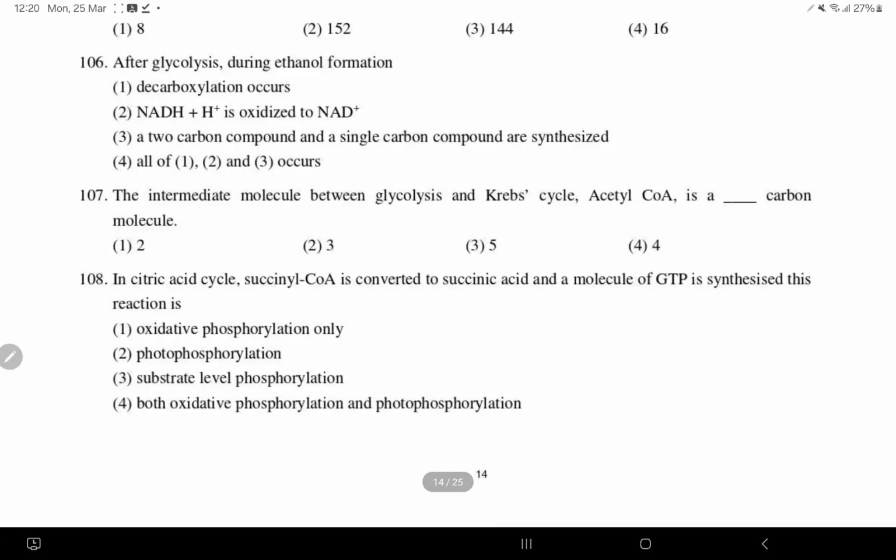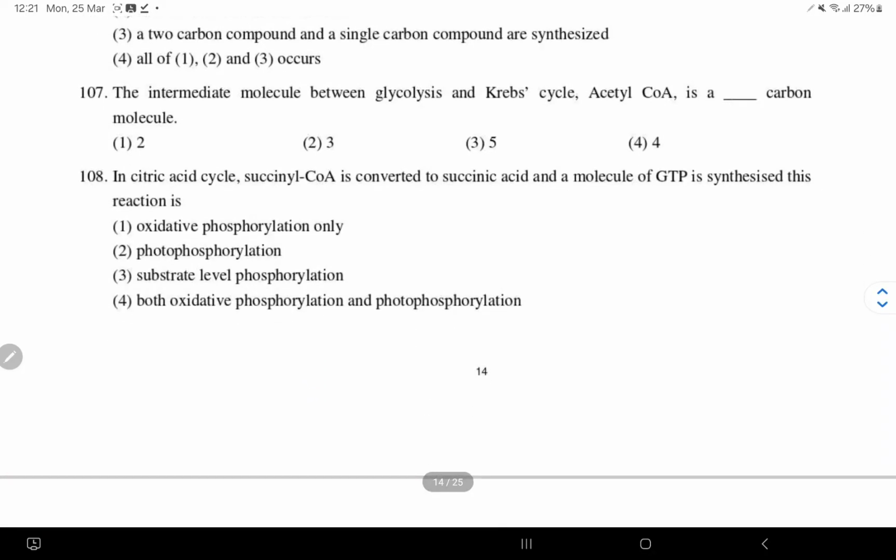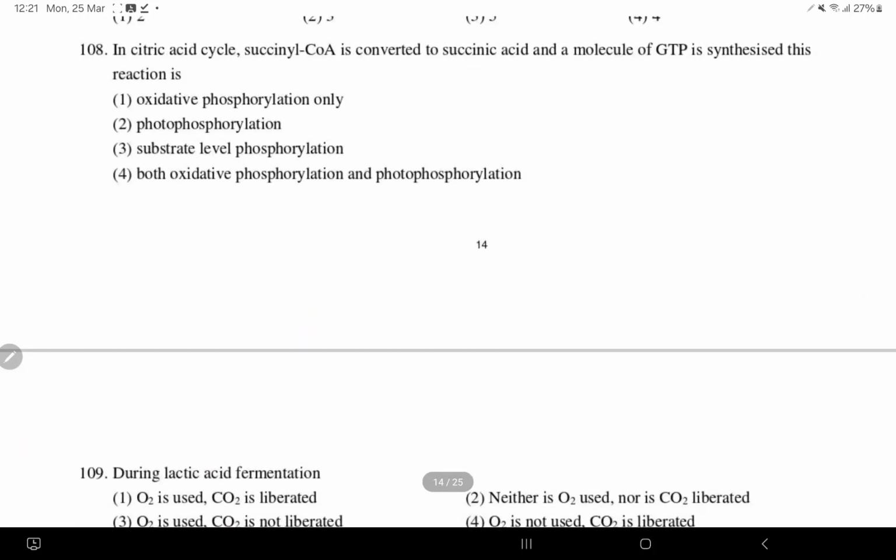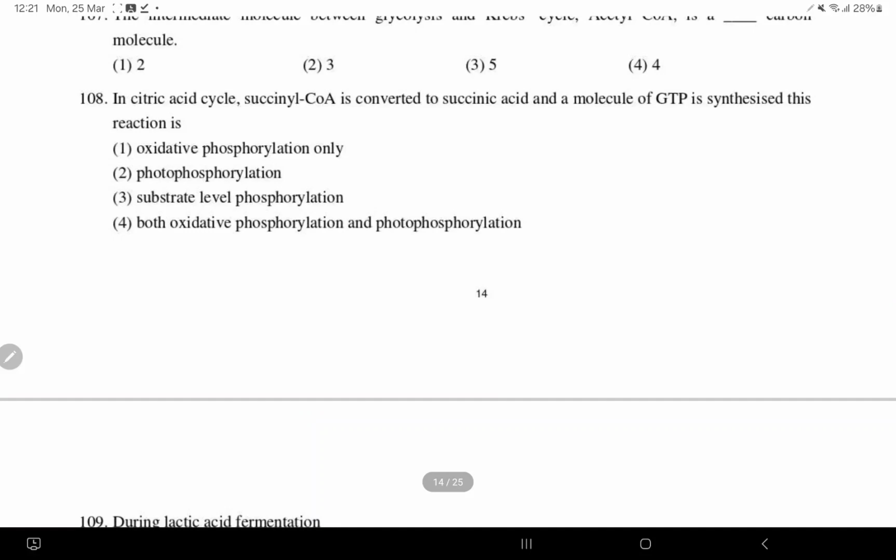After glycolysis, during ethanol formation, decarboxylation will happen. NADH2 is oxidized to NAD+, right? A 2 carbon compound and a single carbon compound are synthesized, right? All 1, 2, 3 are right. An intermediate molecule between glycolysis and Krebs cycle, acetyl-CoA, is a 2 carbon molecule. Option 1 is right. In citric acid cycle, succinyl-CoA is converted to succinate. A molecule of GTP is synthesized and this reaction is substrate level phosphorylation. The correct answer is 3.